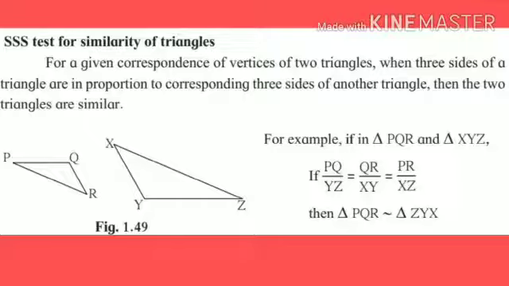Now see here, the two triangles are PQR and XYZ. The ratio of corresponding sides PQ upon YZ is equal to QR upon XY and PR upon XZ. All three corresponding sides' ratios are equal. That means corresponding sides are in proportion. So therefore these two triangles are similar by the SSS test of similarity.